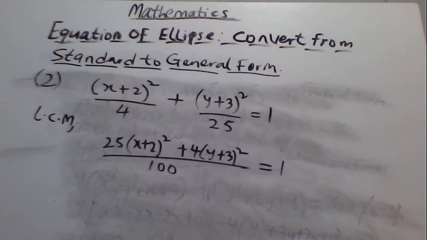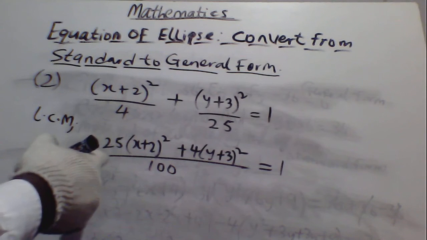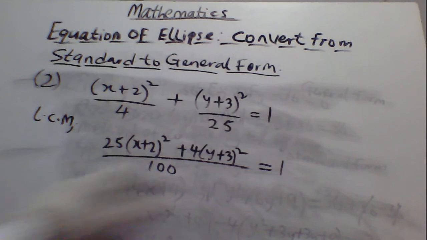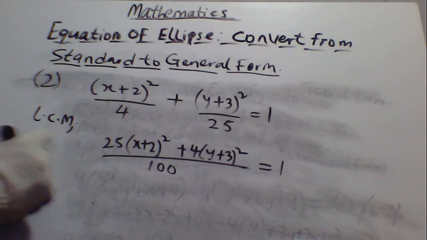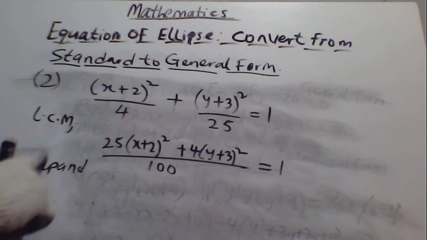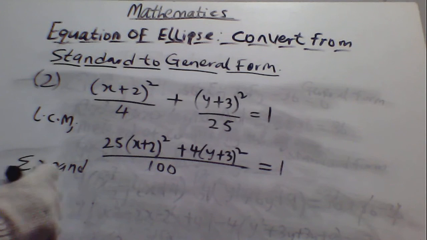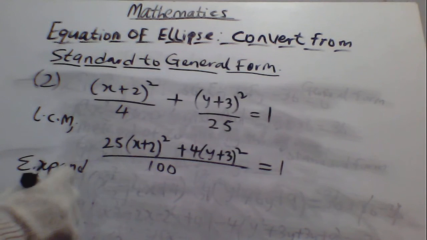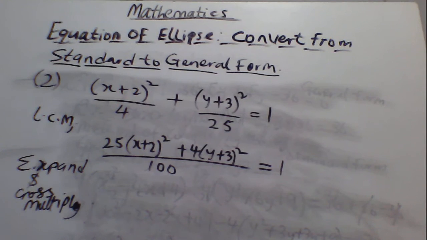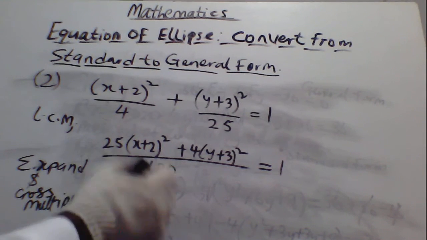The second thing is to expand the bracket and cross multiply. Expand and cross multiply. If you expand, you cross multiply. So from here we have what?